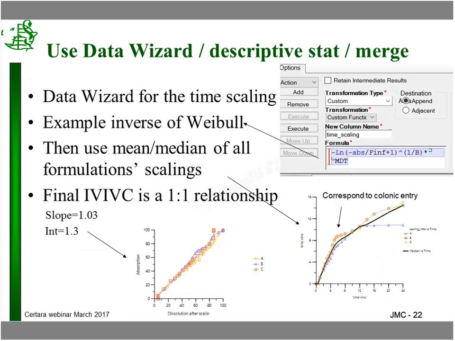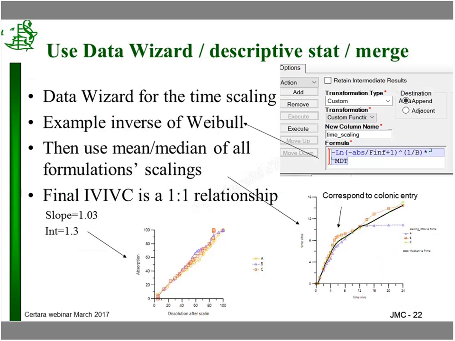How can you do it? You are not going to do it in Excel. You can if you want. But as you have entered all the data in Phoenix, you are going to use the data wizard to do it. You are going to implement in Phoenix, in the data wizard, a custom function, which is going to be your time scaling function. And you enter here the function which you can see on the upper panel here, minus log of minus abs divided by f infinity plus 1 and so on.